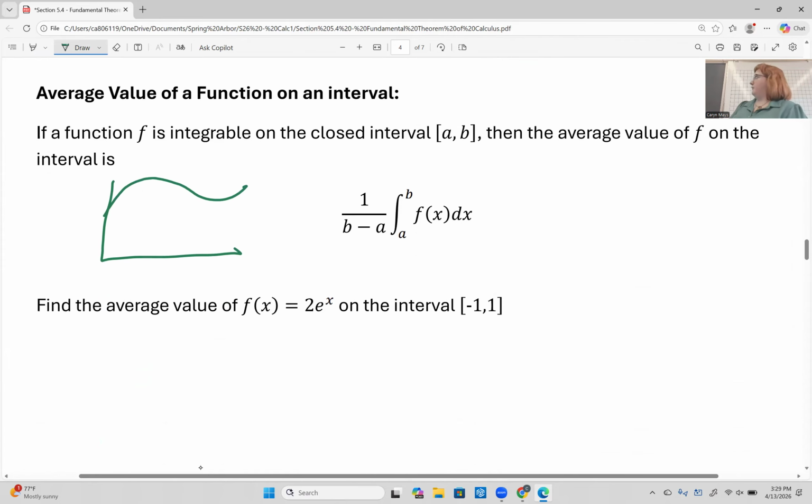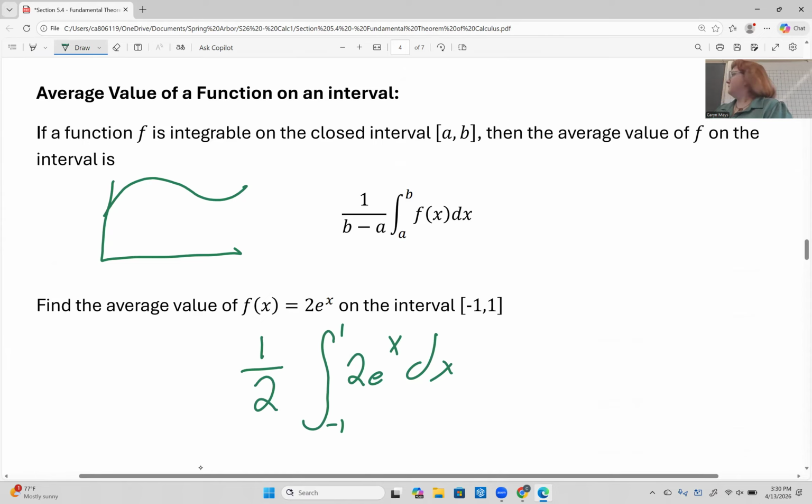So we'll do an example. Find the average output, find the average value of 2e to the x on the interval -1 to 1. This says find the integral from -1 to 1, and then divide by this range. So how far is it between -1 and 1? What is the distance from -1 to 1? 2. B minus A is 1 minus -1, or 2.